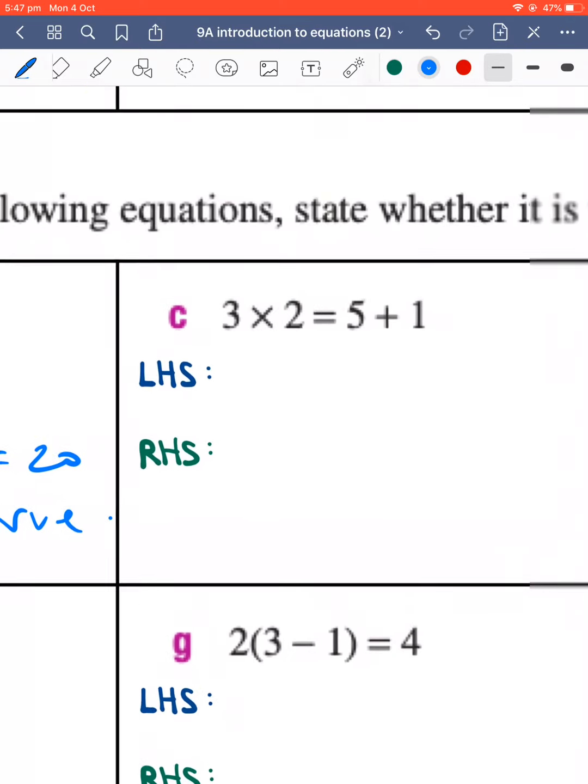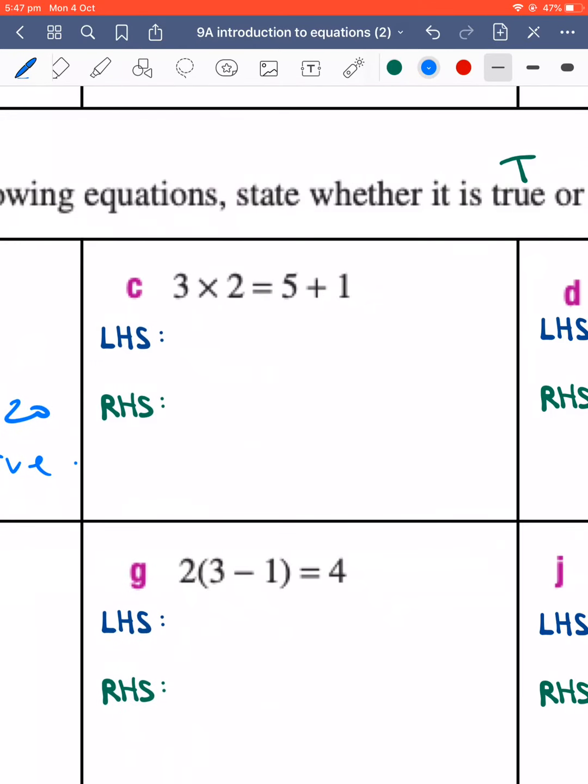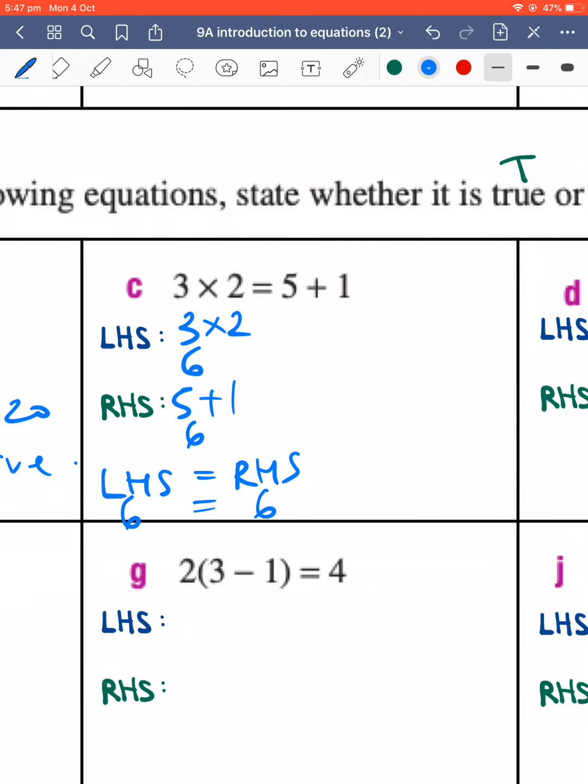Next one, again a similar process. 3 times 2 gives me my answer of 6, and 5 plus 1 gives me my answer of 6. Compare my left-hand side to my right-hand side. So I've got 6 and 6, and again they do equal, so my statement is true.